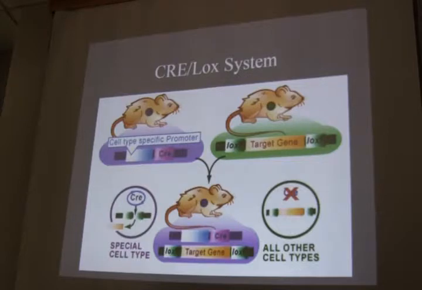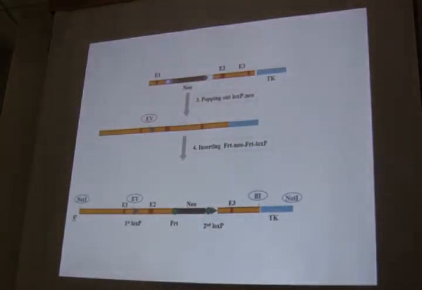Again, you could have a cell-specific promoter driving your Cre, and then you have your LOXP, your target gene, and then you only delete your target gene in a specific cell type. That's a little too detailed.